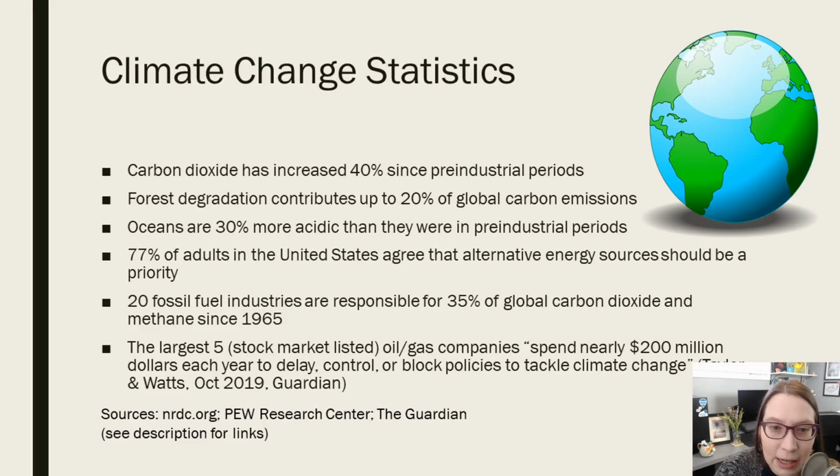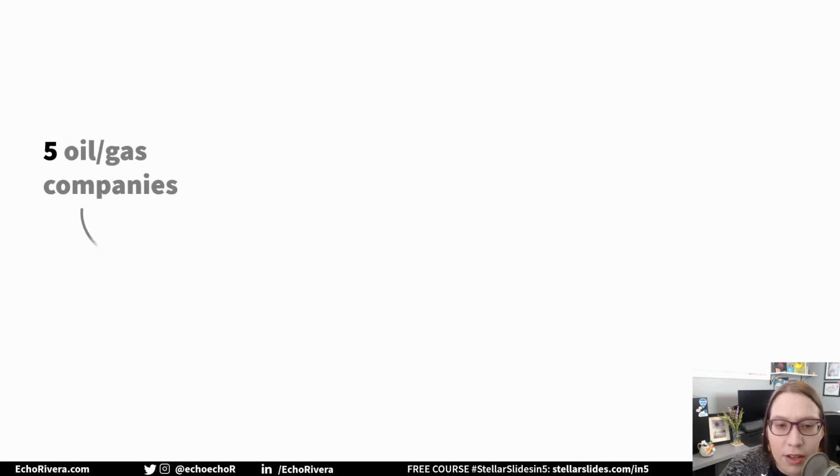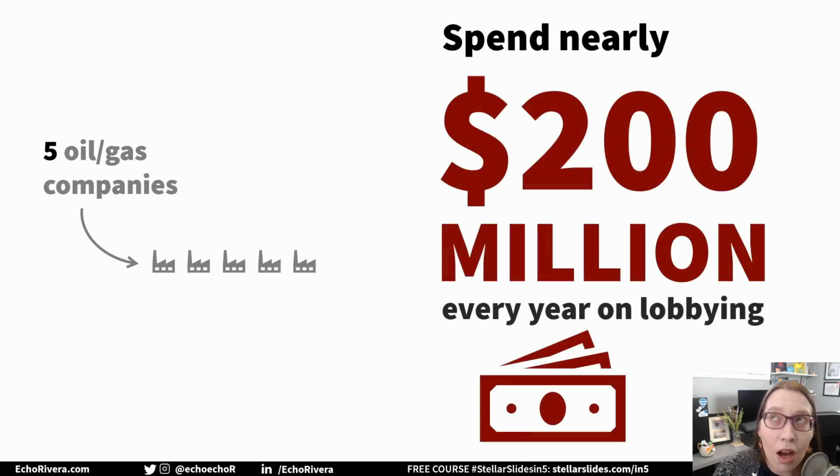Okay, last example. So this one isn't a percentage, it's just numbers. So let me show you how to do that. It's actually going to be almost identical to the last one. So I would say 5 oil and gas companies spend nearly $200 million every single year on lobbying to delay, control, or block policies that combat climate change. Okay, so I just wanted to show you, first, it doesn't need to be a percentage for you to add this kind of design to your bullet point.